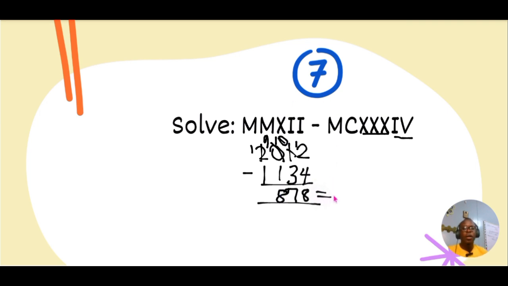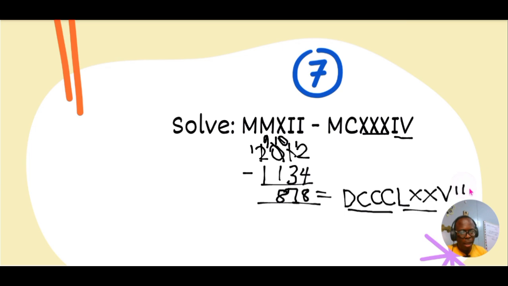Okay, so 800 is 500 with 3 100s. To get 800, I have to combine 500 and 3 100s, and then here 7 tens is 70. To get 70, I have to start from a 50, which is L, and join 10, that is 60, and another 10, that's 70. So I have 800, 70, and 8. 8 is 5 1 1 1. I. So that's our answer for that.